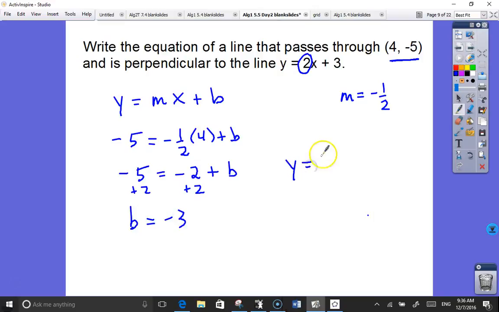Negative 2x? Nope. Negative 1/2 x, right? It's that slope right there. Minus 3.